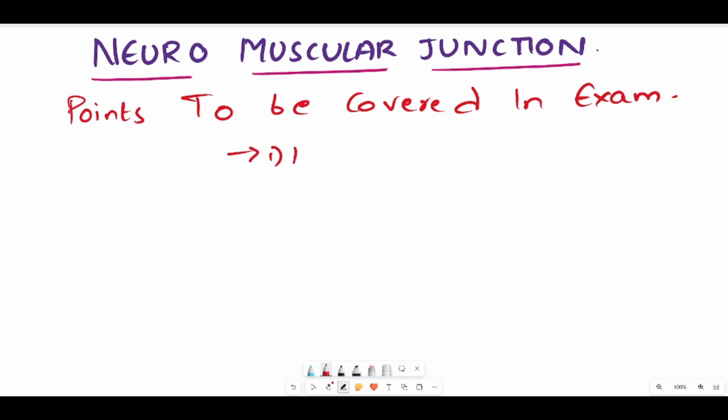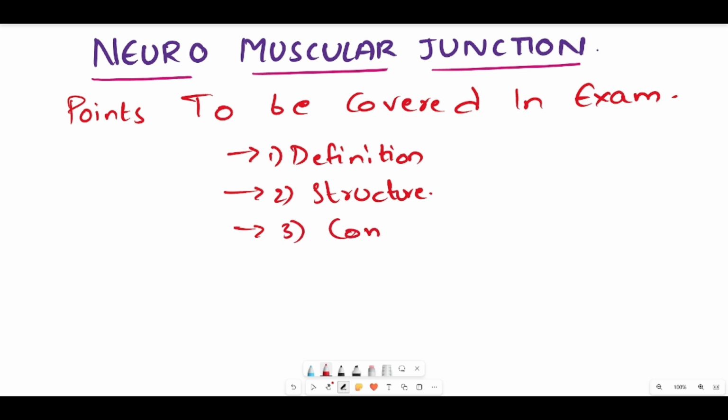First, you will be writing the definition of the neuromuscular junction. Next, you will be drawing a neat labeled diagram. The third thing is you will be writing its components, and almost four components you will be explaining in detail. So that is all about the neuromuscular junction, its definition, structure, and components. Now you know how to write, how to draw, and how to present it in the right order for the exams. This much is more than enough for your exam preparation. So simple, clear, and complete.